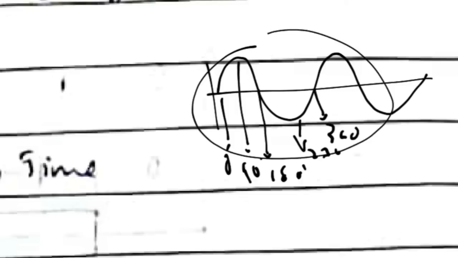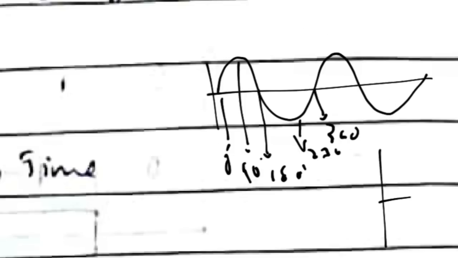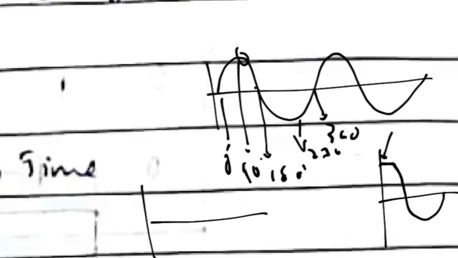So the phase depends on where the wave starts. Suppose a wave is starting from this point, like this, then its phase is 90 degree. Suppose a wave is starting from this point, like this, that means the wave is starting from 180 degree. So that's known as the phase.